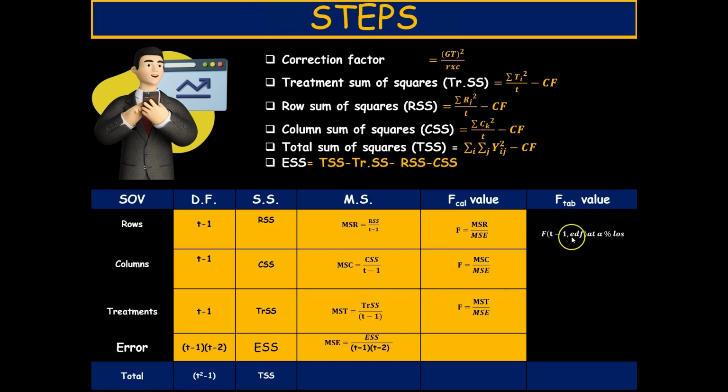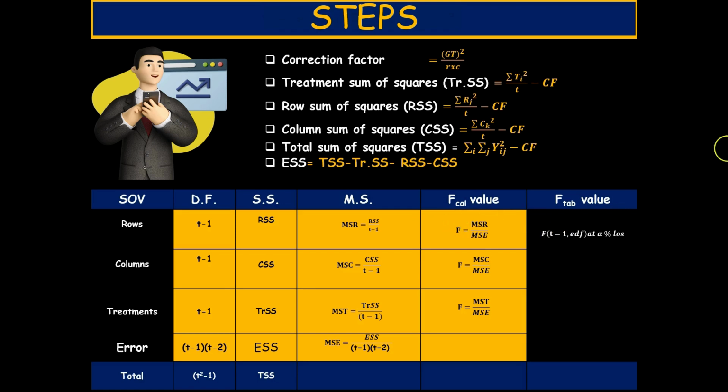And in order to get a tabulated value, we need to get the degrees of freedom due to the source of variation. For example, t minus 1 is constant in all these three cases, and error degrees of freedom are constant here. So in this way we can get the F value calculated as well as tabulated.